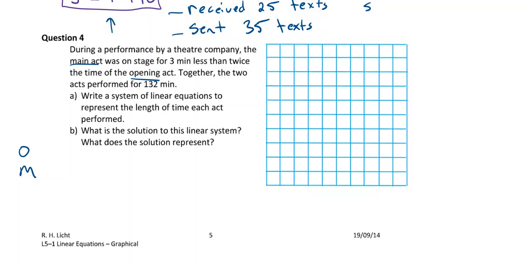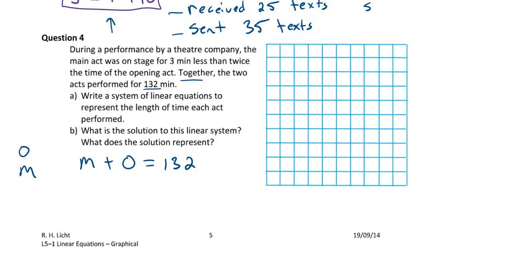All right, let's do the easier one first, because at the end here it says together the two acts performed for 132 minutes. If both times together is 132 minutes, I think I'm safe to say that the main act plus the opening act is equal to 132 minutes. So there is my equation number 1.